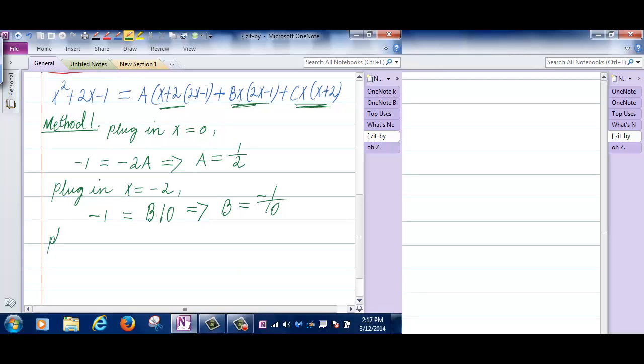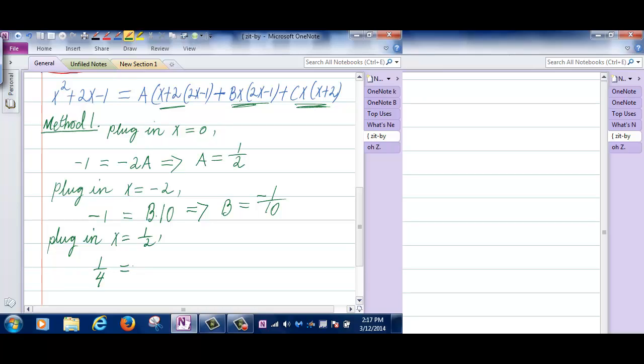How do I get c now? We are going to plug in x to be 1/2. And if I do that on the left-hand side, what do I get? You have to plug in half, right? And you're going to get 1/4 plus 2 times a half is a 1, minus a 1 cancels out. So you have 1/4.